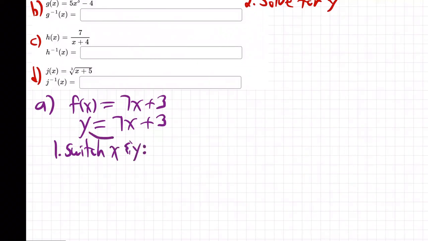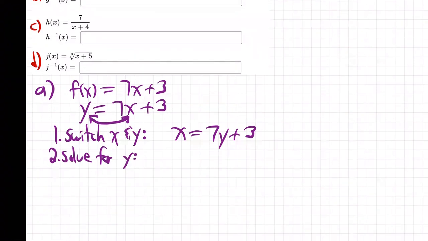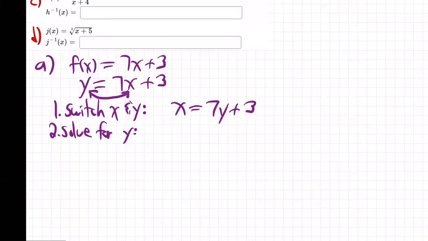Okay, so these guys are going to trade spots. So it'll become x is 7y plus 3. That makes sense. Just swap them. That's what inverse function means, right? It's an inverting of x and y, inputs and outputs. Trade spots. So you invert them. Step two, solve for y. Get y alone. Y said, I want to be alone.